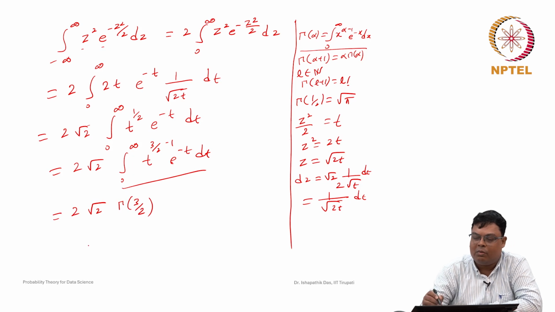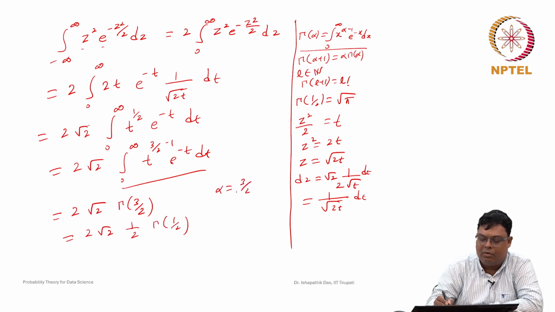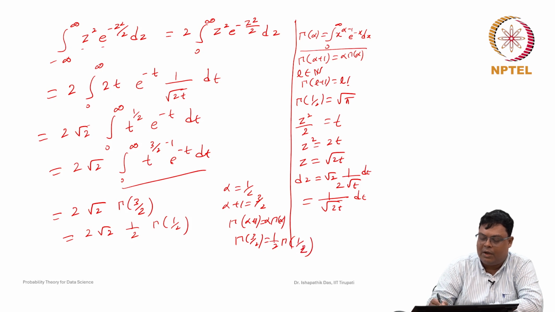Now, we will use the formula gamma alpha plus 1 is equal to alpha gamma alpha. 3 by 2 can be written as 1 plus 1 by 2. So, suppose alpha is equal to 1 by 2, then alpha plus 1 is equal to 3 by 2. Gamma alpha plus 1 is equal to alpha gamma alpha, so gamma 3 by 2 is nothing but 1 by 2 gamma 1 by 2. That is what we have used here.